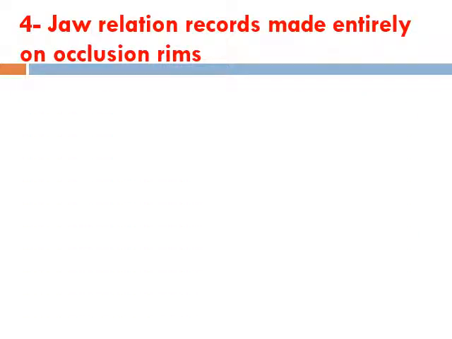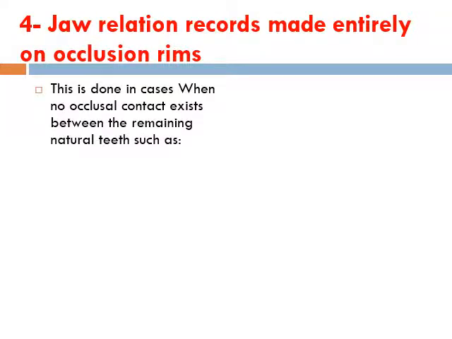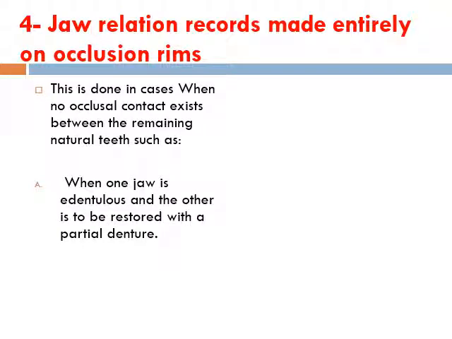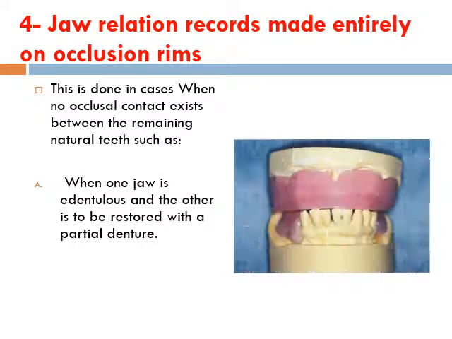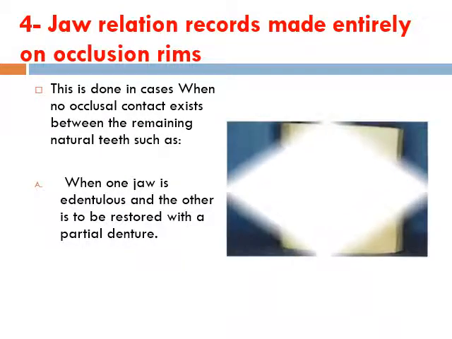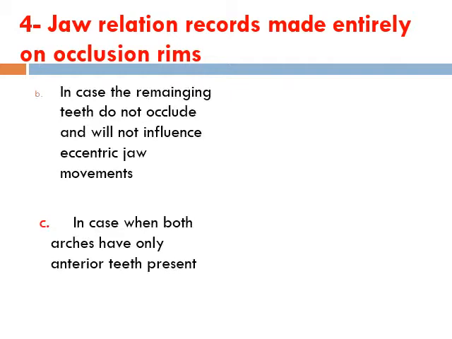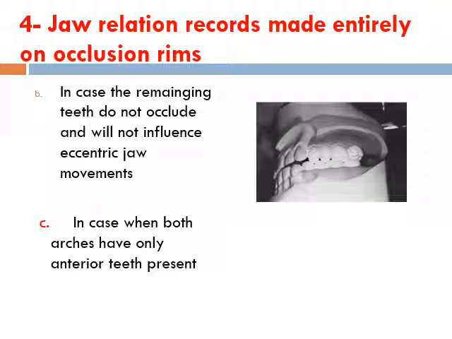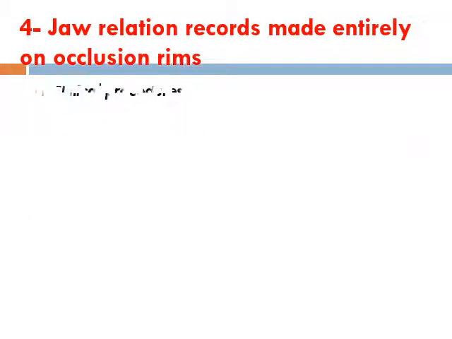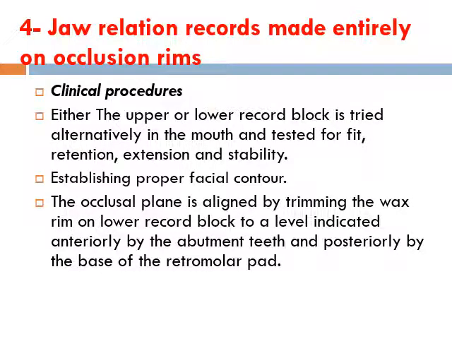Jaw relation record made entirely on occlusion rim. This is done in cases where no occlusal contact exists between the remaining natural teeth, such as when one jaw is edentulous and the other is to be restored by the partial denture, as in case of a single denture in the upper and the bilateral class 1 in the lower distal extension bases. In case the remaining teeth do not occlude and will not influence the eccentric jaw movements, in case when both arches have only anterior teeth present. يعني أنا ببدأ استخدمها في الحالات دي لما تبقى الجو ريليشن انطاري على الأوكلوجن ريم.